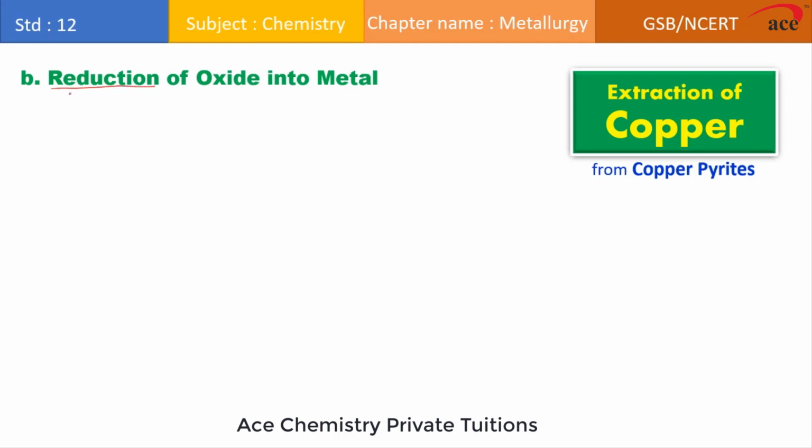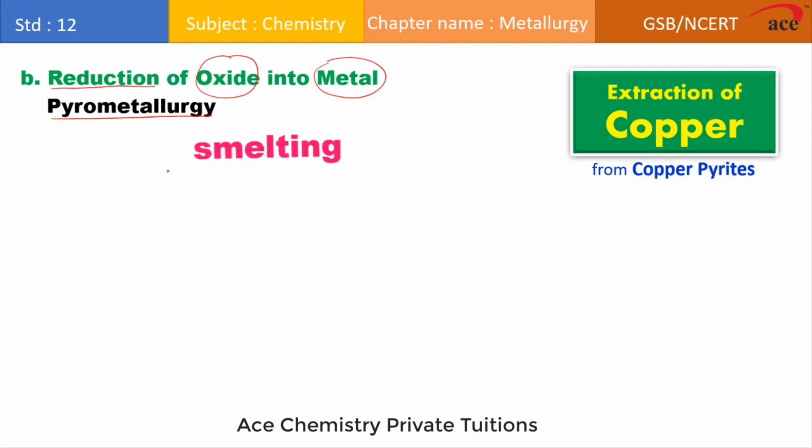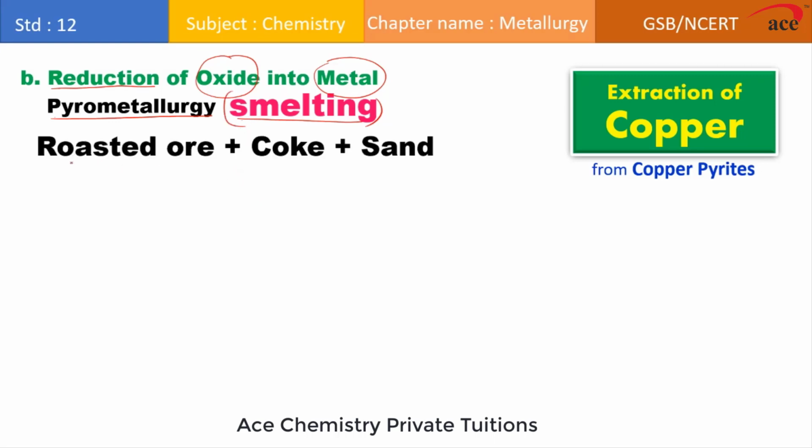Reduction. Generally, in this process we reduce metal oxide to metal by adding some suitable reagent, which is referred to as what? Reducing agent, and this process is carried out at very high temperature. That's why the method of reduction that we are using is called pyrometallurgy. During pyrometallurgy, we add a reducing agent and heat it, and another term for this is what? Smelting.